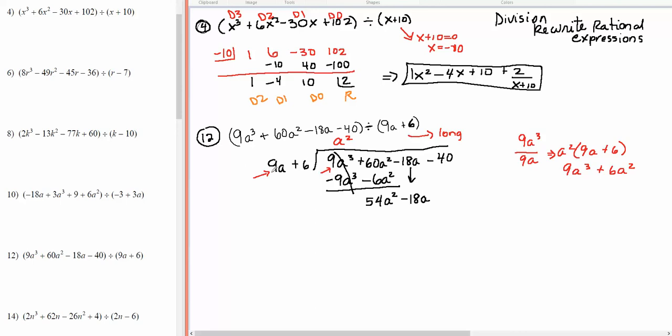All right, so then we need to ask ourselves, how many times does 9a go into 54a squared? So you write 54a squared over 9a, and that's a 6a, right? So then we do plus 6a, and then we have to multiply it by the 9a plus 6. So that's 54a squared plus 36a.